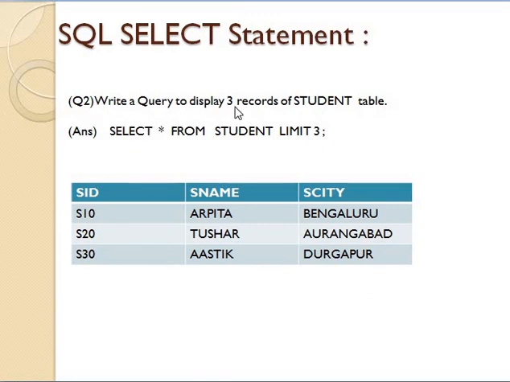Now if you wish to write a query to display only 3 records of the student table, then write the query as select star from student, then set the limit to 3 followed by semicolon, and the query becomes select star from student limit 3 followed by semicolon. As a result, you can see that in the output table you can see only 3 records. That is the first record S10 corresponding to the student Arpita, the second record S20 corresponding to the student Tushar, and the third record of S30 corresponding to the student Astik.